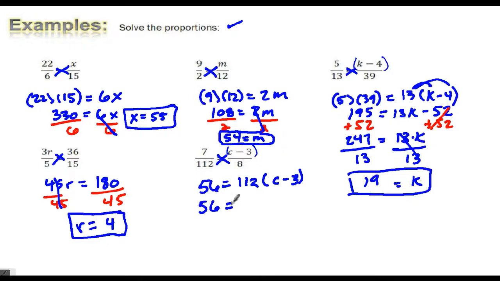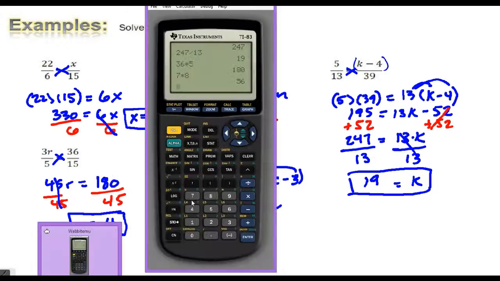Okay, so 56 equals, let's go ahead and distribute this out. 112 times c is 112c. 112 times 3, well, I'm going to need the calculator for that.